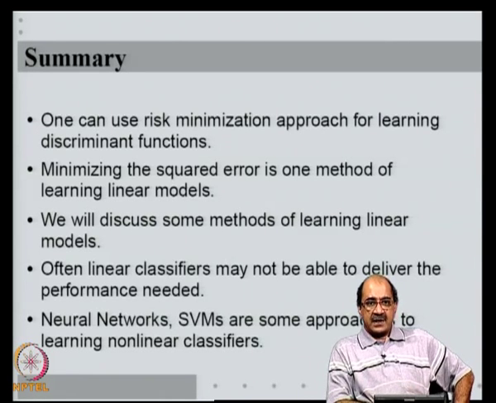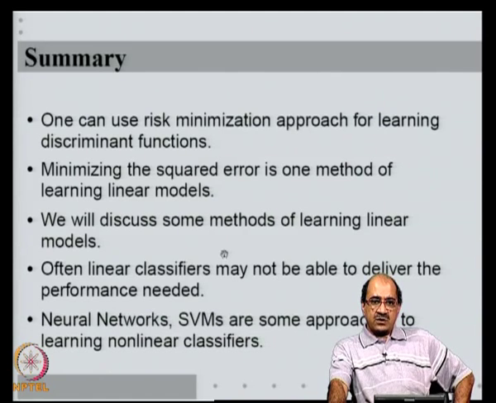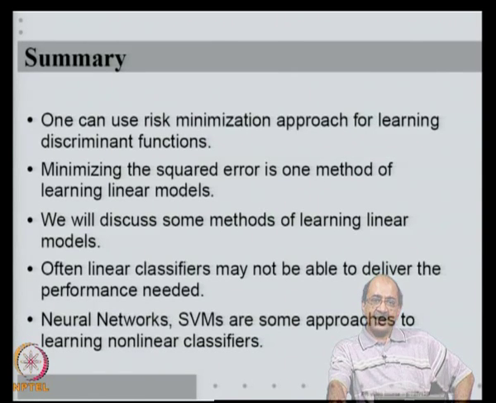As we said, linear classifiers may not be able to deliver the performance needed, and we have seen at least 3 approaches. We will certainly explore both the neural networks and SVM approach for learning nonlinear classifiers. Both of them have some specialized algorithms as well as risk minimization algorithms. So, we look at them also as risk minimization methods. So, this kind of completes the overview of the course. From next lecture, we will start again at the Bayes classifier and go into the details of design of Bayes classifier. Thank you.